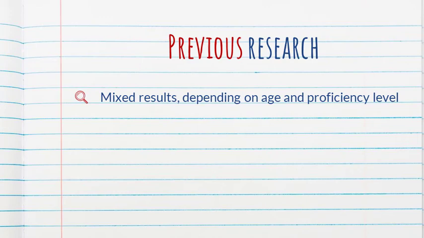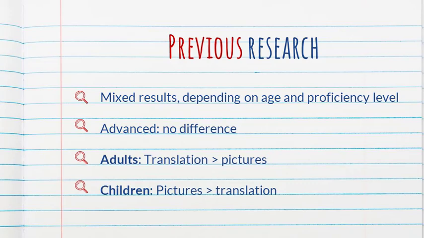Previous research on this topic has yielded very mixed results, and there seems to be an effect for age as well as proficiency level. With advanced learners, we don't see much of a difference in terms of one method being better than another. But when it comes to novice level students, adults seem to do better when the words are presented with a translation as opposed to the picture, whereas children do better when the words are presented with pictures as opposed to translations.